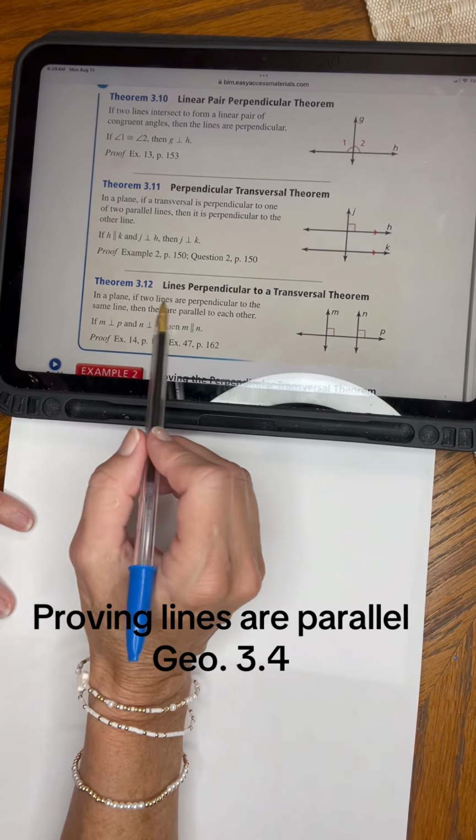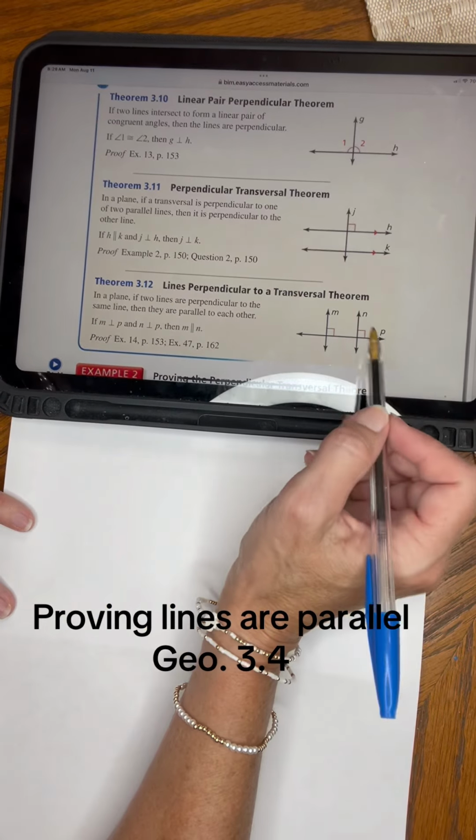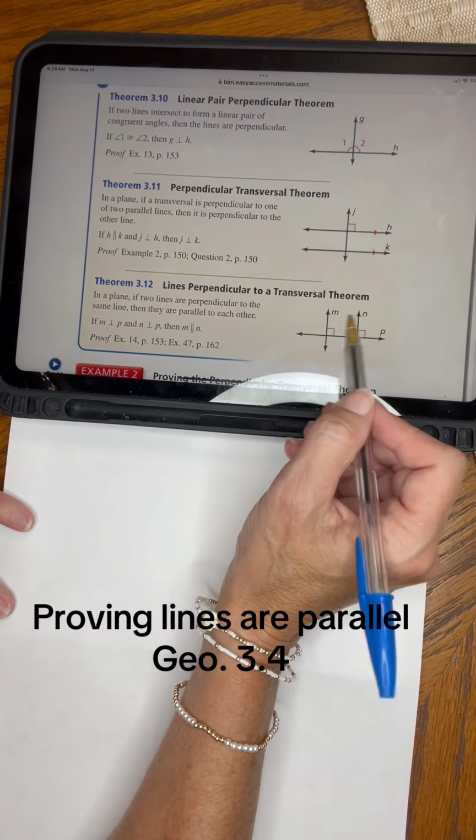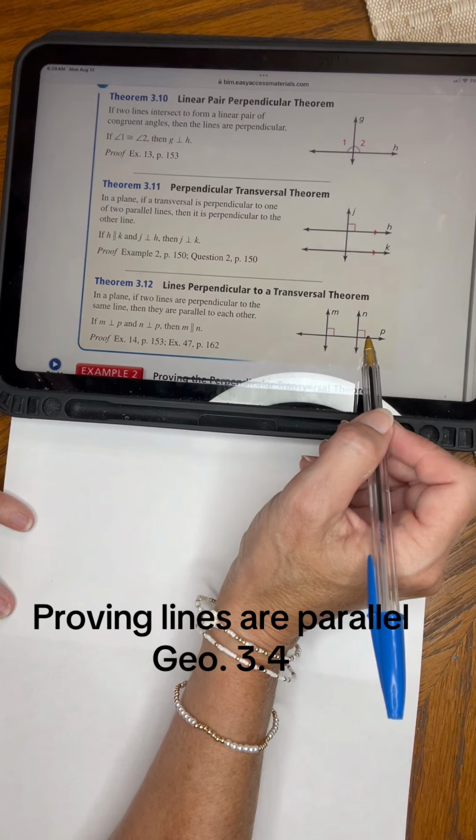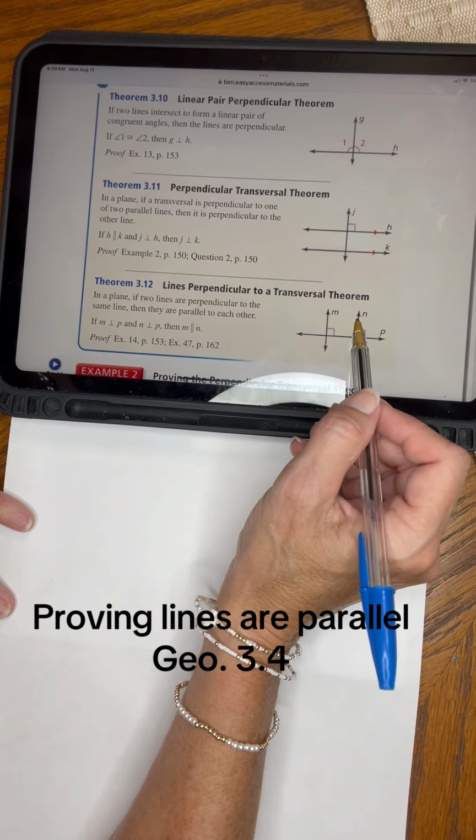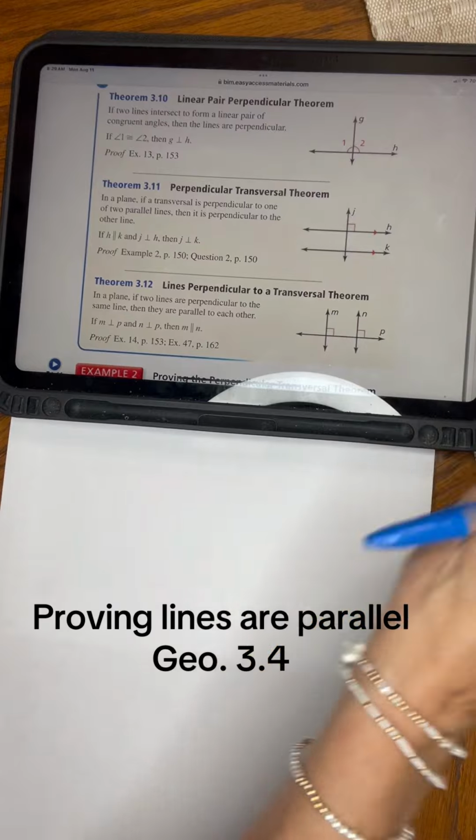And then this one, the lines perpendicular to a transversal theorem. In a plane, if 2 lines are perpendicular to the same line, so here's the line P, M and N are perpendicular to it, then that means that M and N are parallel to each other.